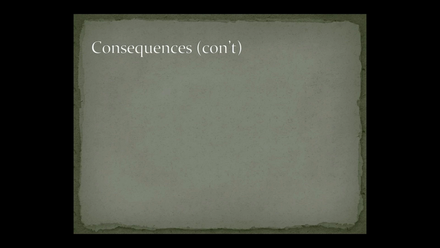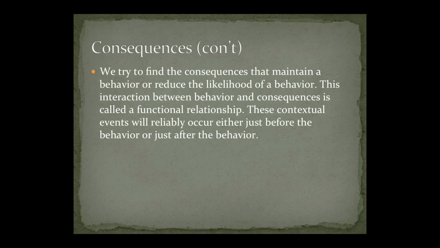Consequences continued. We try to find the consequences that maintain a behavior or reduce the likelihood of a behavior. This interaction between behavior and consequences is called a functional relationship. These contextual events will reliably occur either just before the behavior or just after the behavior.